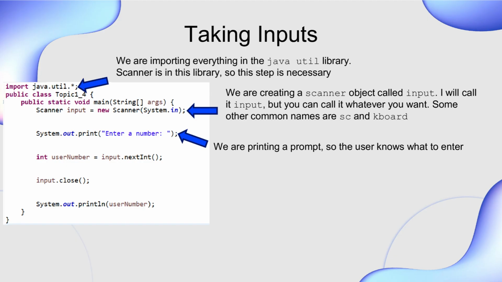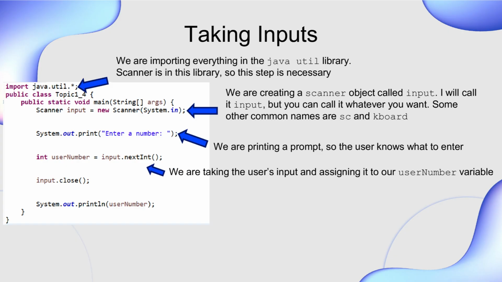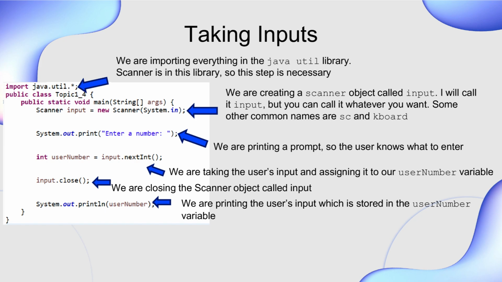Next, we are printing a prompt so the user knows what to enter. We are taking the user's input and assigning it to our userNumber variable. Then we are closing the Scanner object called input. Finally, we are printing the user's input, which is stored in the userNumber variable.